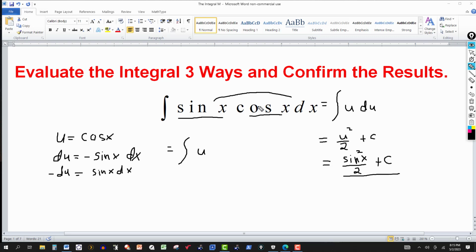So replacing the sine and the dx by minus du, I put the minus sign in front here. This will be du. And then we integrate with respect to u. Minus comes along for the ride. This will be u squared. Adding 1 there and then dividing. You get minus u squared over 2 plus a constant. Go back to the original variable now. So it'd be minus, then u is cosine of x, quantity squared, over 2, plus your constant of integration.